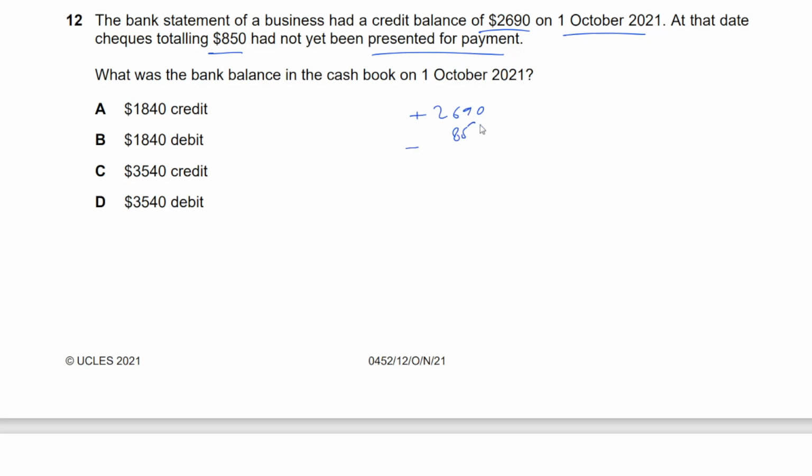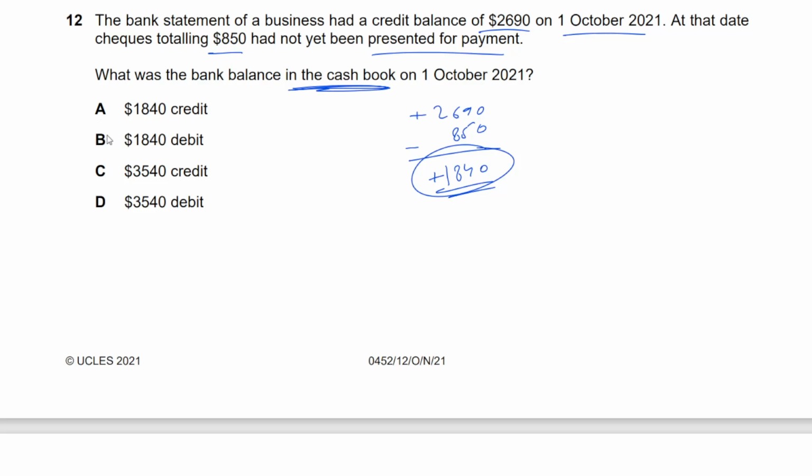Now this is an extremely basic bank reconciliation question. 2690 minus 850, 1840. 1840, and it's still positive. Just be a bit careful. Look at the question. What was the bank balance in the cash book? Interesting. I was about to go wrong with this one, but then I realized this might be a trick. So 1840 is the debit balance in cash book.